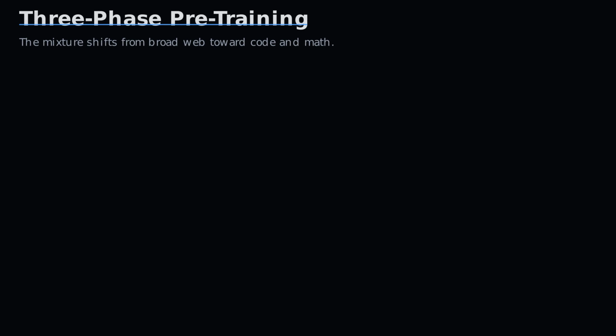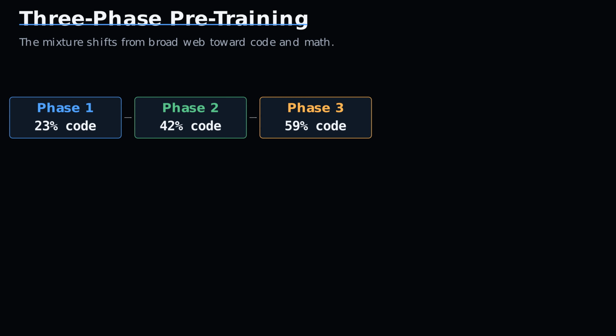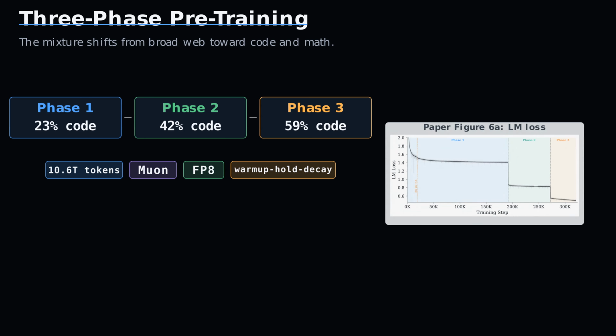The pre-training recipe is a curriculum, not a single data soup. Across roughly 10.6 trillion tokens, the code ratio moves from 23% to 42% to 59%, while Muon, FP8, and a warm-up hold decay schedule keep the run stable.